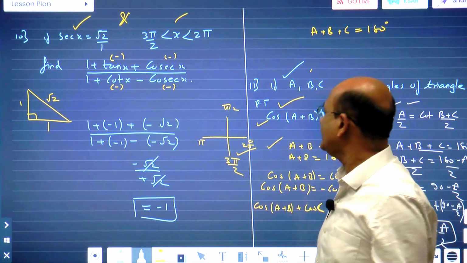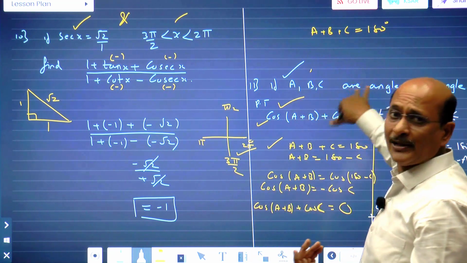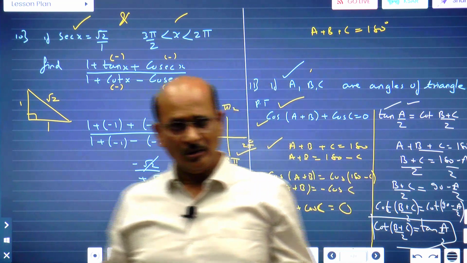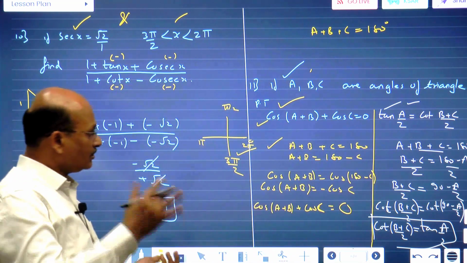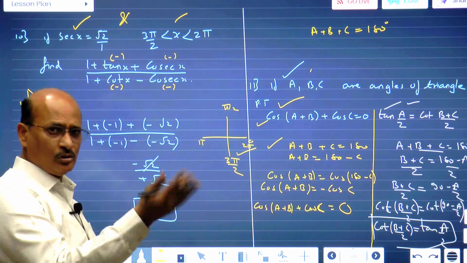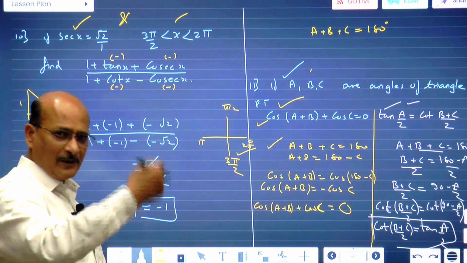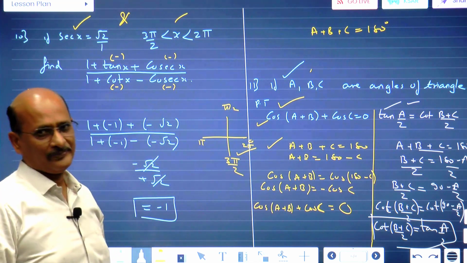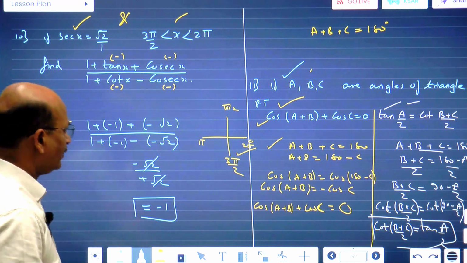Sometimes the question can come, A, B, C, D are angles of a quadrilateral. Then what you do in that case? You will do A plus B plus C plus D is equal to 360 degrees and then work it out. I hope you got this point clear.